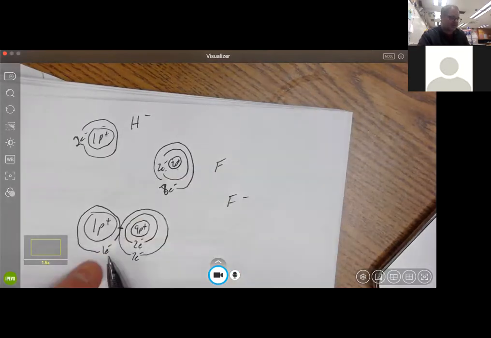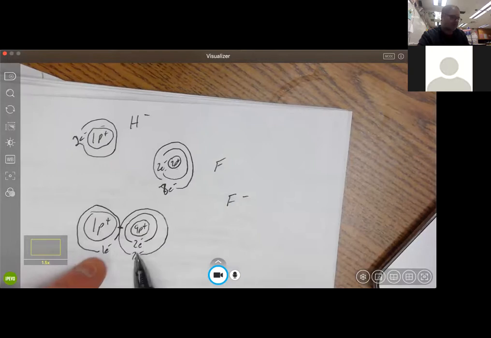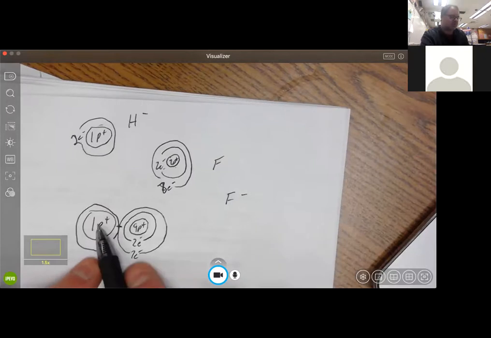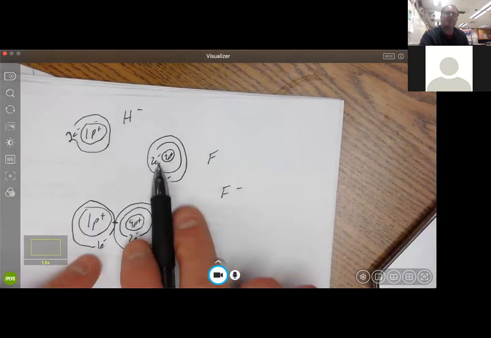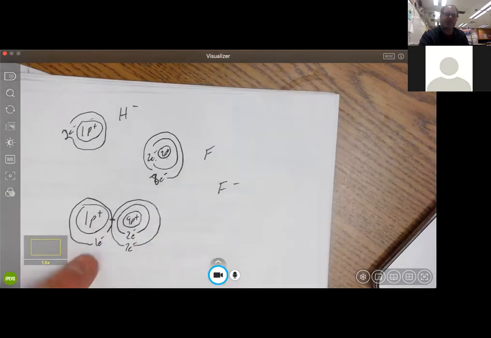But the octet rule is basically saying you're filling up the electron shell that you're at. Here we have 7, so it wants to get 1 to fill up. Here we have 1 electron, so it wants to get 2. Now I know that 2 is not an octet, but that first energy level fills up with 2. That's the game you're playing with them.